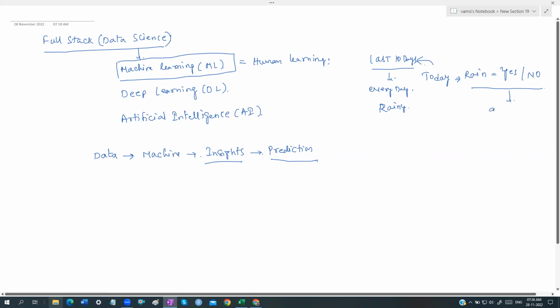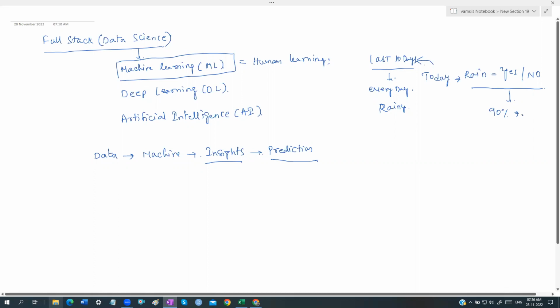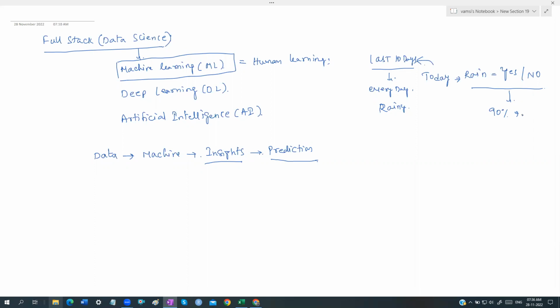So there is a 90% chance, I cannot say 100% chance, but 90% chance that it is going to rain. But on what basis is it making some kind of a prediction? It is just taking what has happened in the past. So what has happened in the past? Generally, that is how humans take decisions.